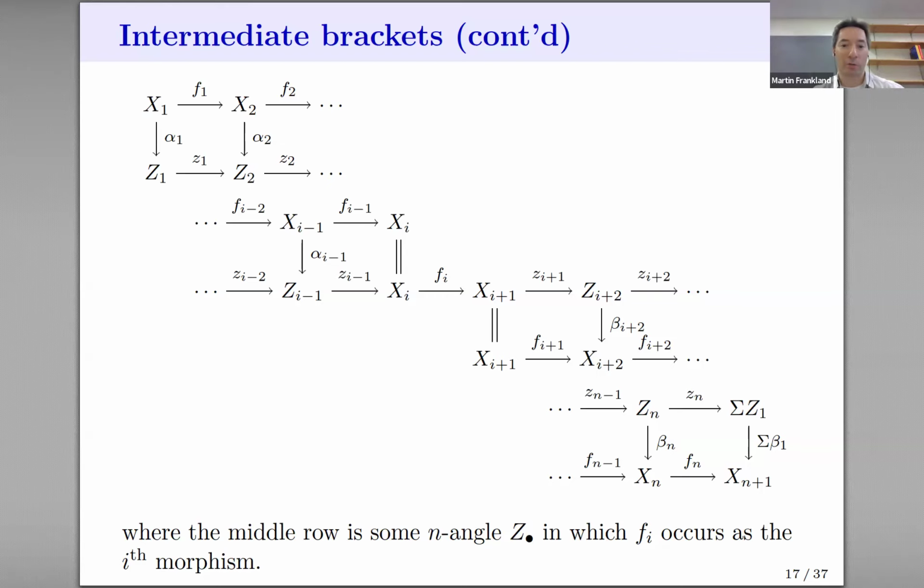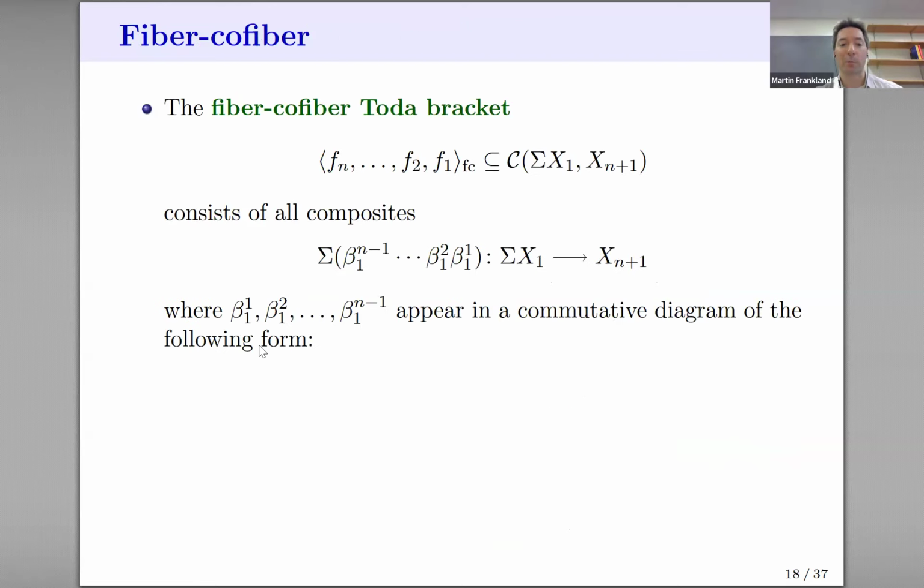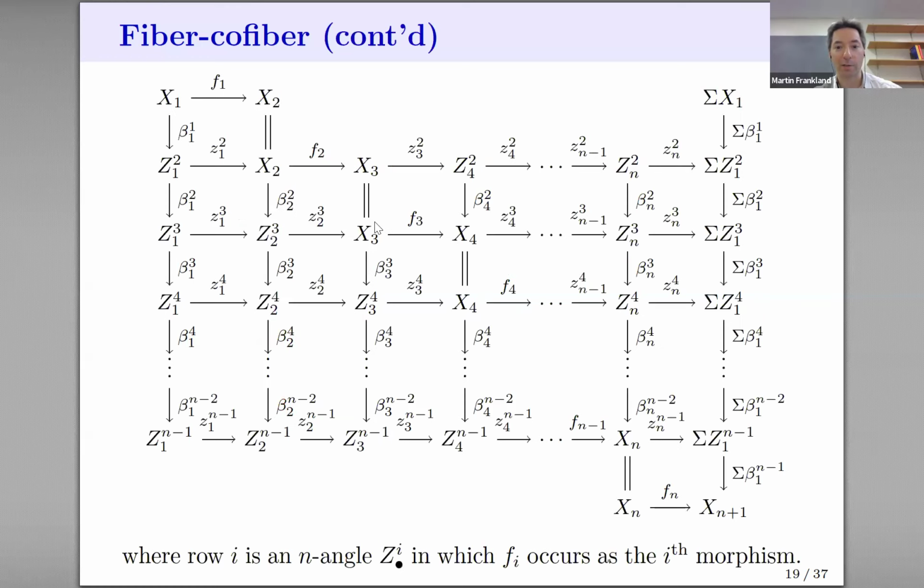The more subtle construction is to try to involve all of the intermediate maps, which you can do. That's what we call the fiber-cofiber definition. And it's obtained by picking an n-angle extension of F2 and F3 and F4 and F5 and so on up to n-1 and connecting them all together. That also requires a very big diagram. Get ready. Here it is.